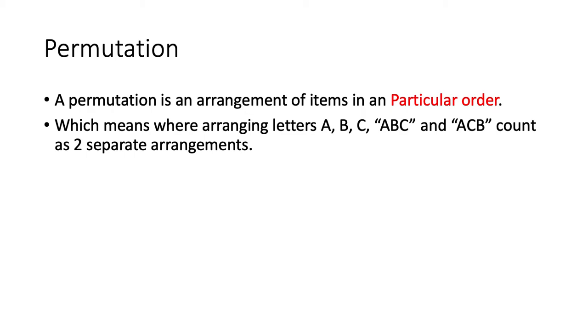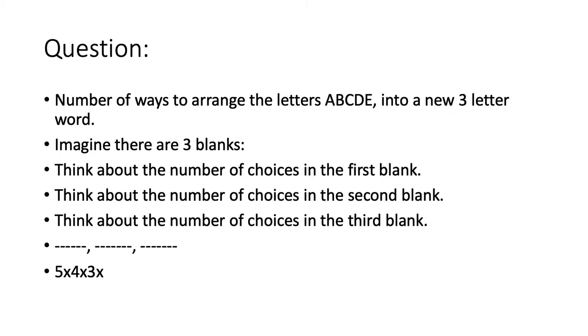First, a permutation is an arrangement of items in a particular order, which means if we have a group of letters, for example A, B, and C, arranging the letters in the form of ABC and in the form of ACB count as two separate arrangements. A question may be, if we have letters A, B, C, D, and E, we have to use those letters to arrange into a new three-letter word.